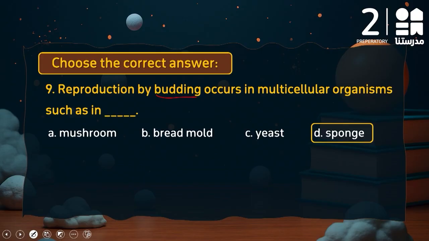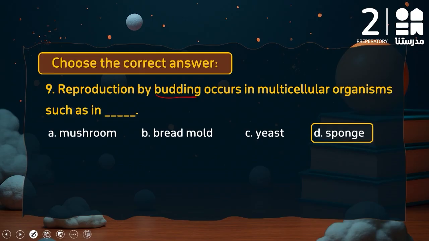Binary fission happens in bacteria, amoeba, euglena, paramecium, and some algae. And we have a very important question here: the parent disappears in binary fission. Budding. Budding happens in what? It happens in unicellular organisms such as yeast and multicellular organisms such as sponge and hydra. The forms of asexual reproduction also include regeneration.